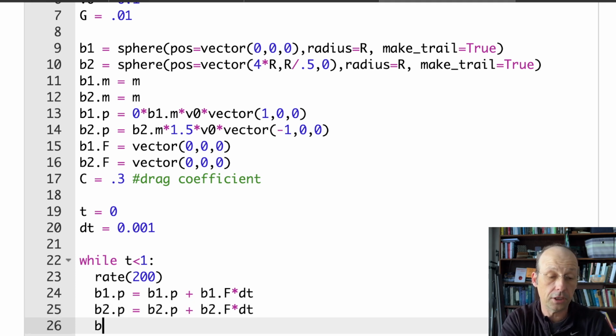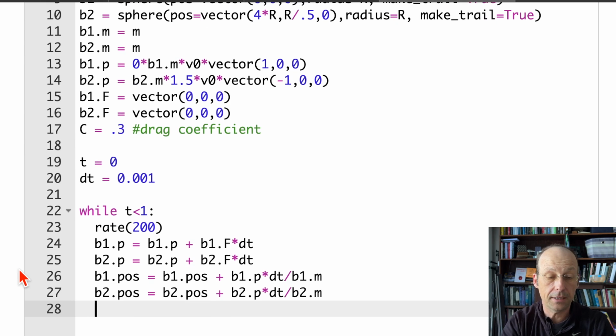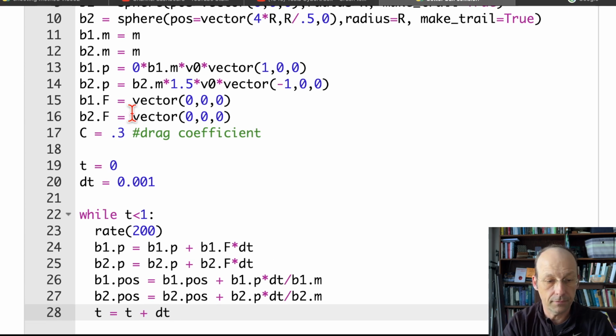Now I can update the position: b1.pos equals b1.pos plus b1.p times dt divided by b1.m, b2.pos equals b2.pos plus b2.p times dt divided by b2.m. And then the one I always forget, update time: t equals t plus dt. My window's bigger than my, okay, that's good. Let's run it.